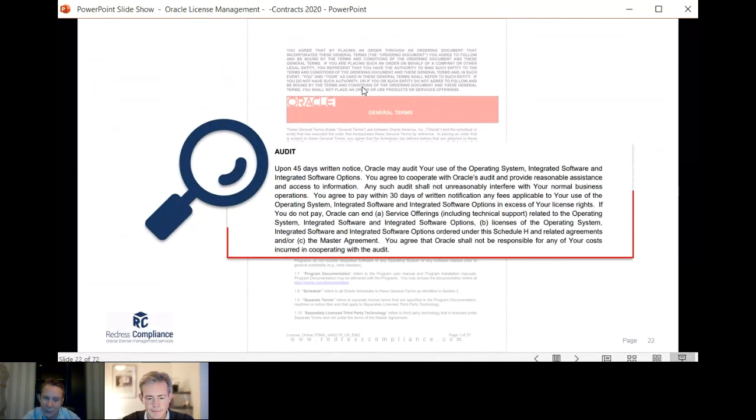And then it says you agree to pay within 30 days of written notification any fees applicable to your use of operating system, integrated software options in excess of your license rights. If you do not pay, Oracle can end service offerings, including technical support. So I just want to say that Oracle have never ended any licenses because some customer have not paid for their licensing in an audit. That's important to be aware of.